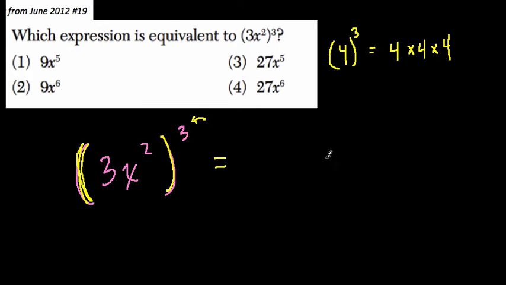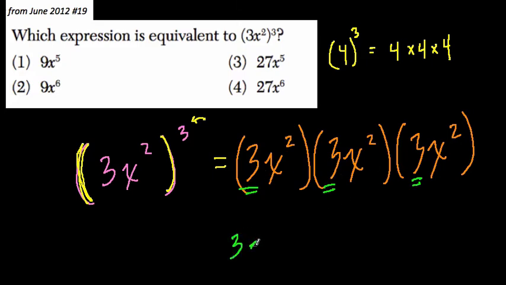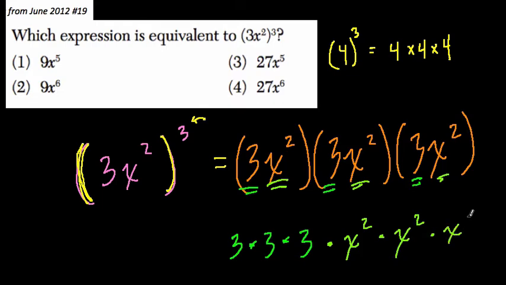So this means we have what? Well, 3x squared times 3x squared, I'll use parentheses here, times 3x squared. Here we're multiplying everything, so we can rearrange. I could multiply all the 3's first, so that's really 3 times 3 times 3. And then we can multiply our x squareds, that's times x squared times x squared times x squared.